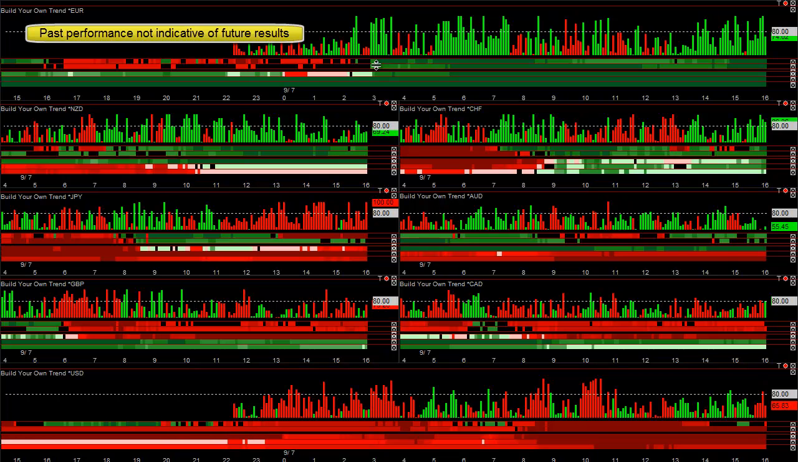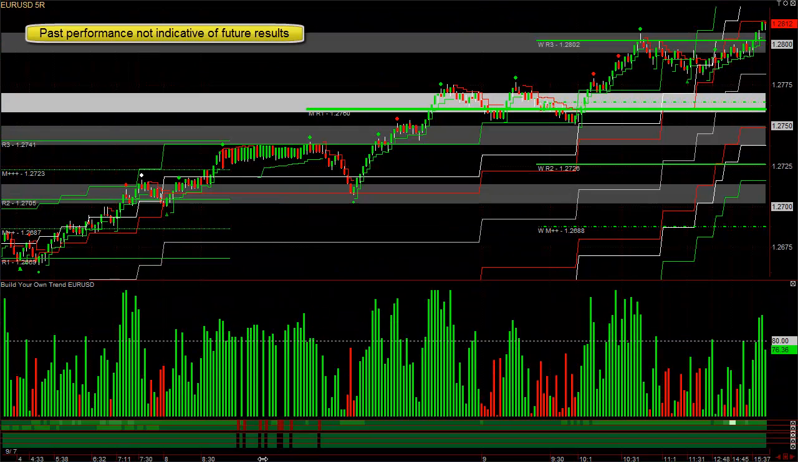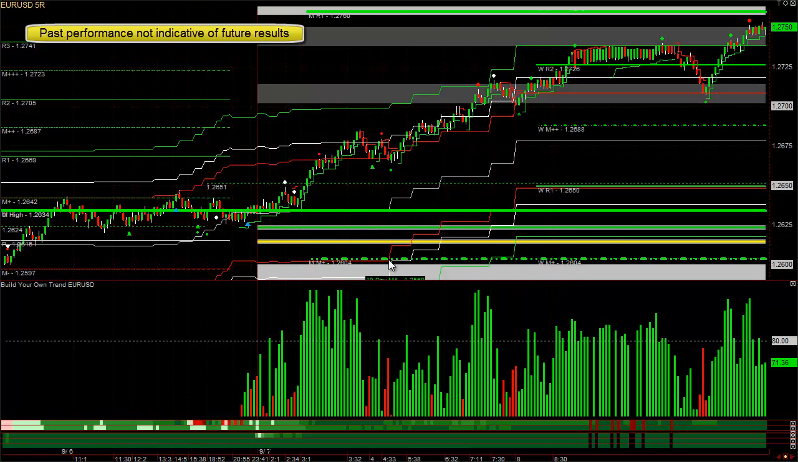Underneath that we have the 15-minute trend, hourly, daily, weekly, monthly. So it's pretty much a no-brainer whenever one currency is strong on all time frames and another one's weak. You want to buy that first one versus the second. Here's the euro-dollar chart. And earlier today is when this trend started.